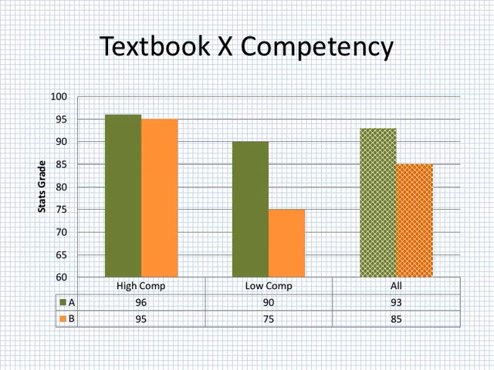So the first thing is, if the outcome variable is stat scores, then we're going to look at textbook. So textbook is our main IV. And let's not look at this yet. If we look at all students together, those who use textbook A scored 93. Those who use textbook B scored 85. Okay, so do you think textbook A is better or not?